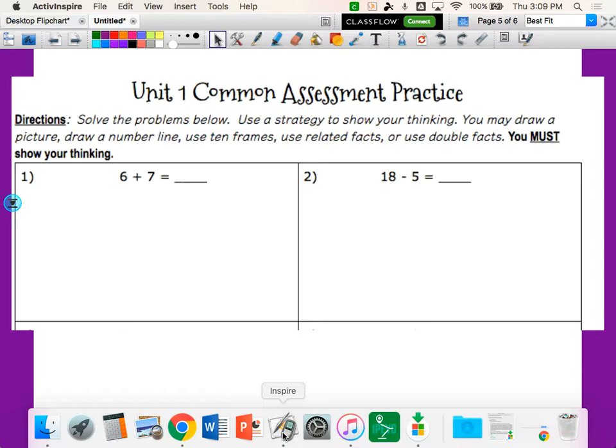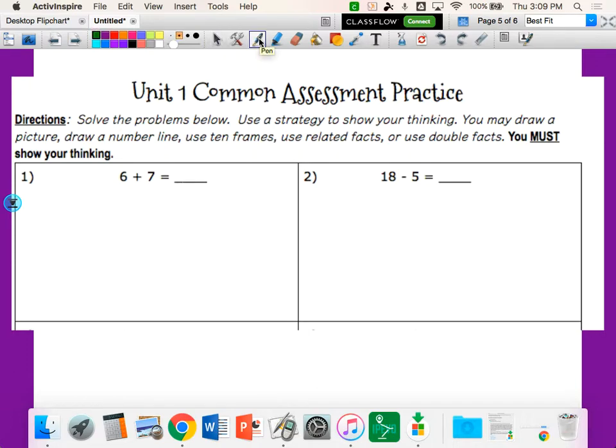We have reviewed all the strategies of drawing a picture, using related facts, double facts, 10 frames, number lines, counting on, counting back, even rewriting it to be in standard algorithm form. All of that is fine. We just need to know what line of thinking they used to get their answer. So on this first one, we have 6 plus 7.